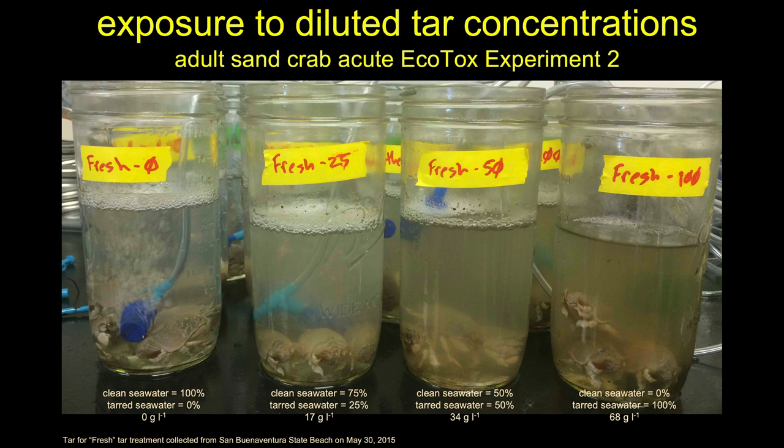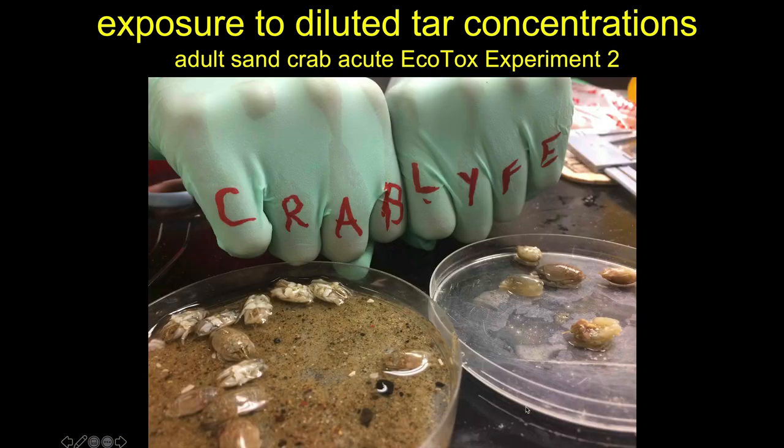And so we had different concentrations of tar, and we created that originally from mixing 68 grams in a liter of seawater and have the most oily water. And then we have that and then use clean water, and we put sand crabs into different containers of these different replications and looked at impacts. Students really love living the crab life.